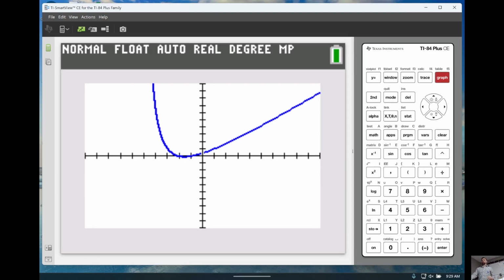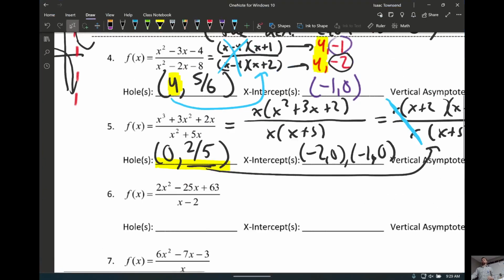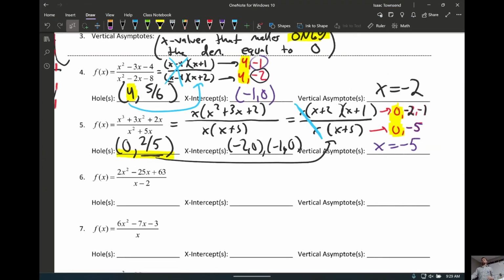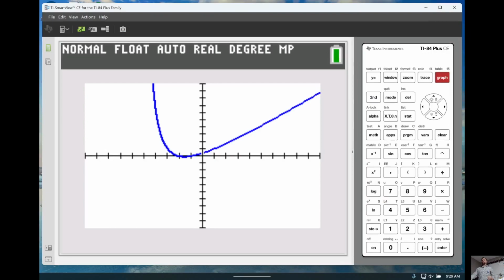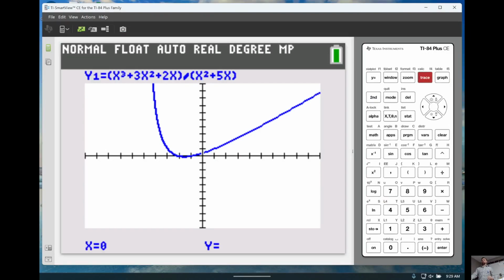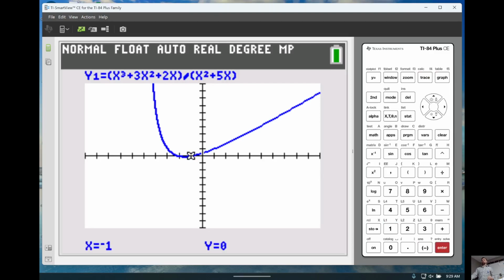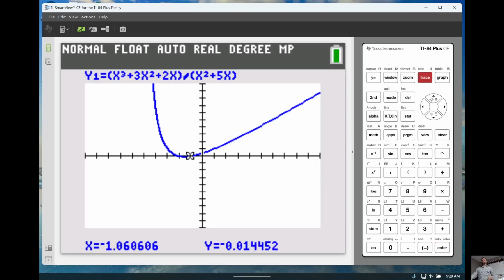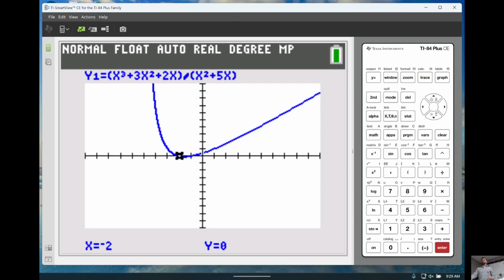So in question 5, we said this guy should have 2 x-intercepts at -1 and -2. So my calculator better cross the x-axis 2 times only, and it better be at -1 and -2, so that seems to check out.